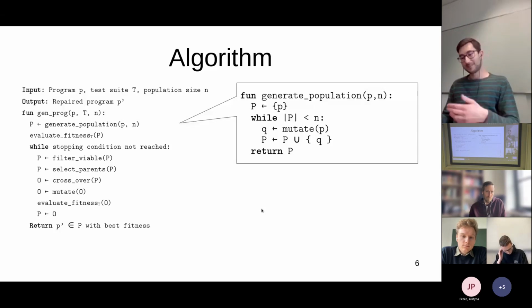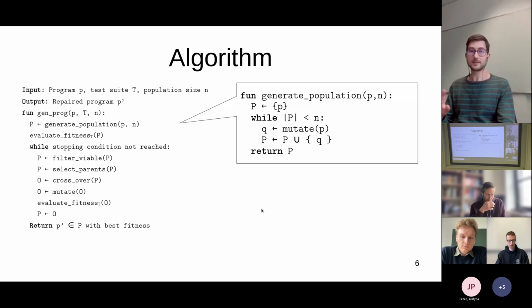And so instead of generating random programs, I start by generating random versions, random mutants of my original program. So there are no completely random programs in my initial population. It solely consists of small variations of the original program. And I also put the original program in the initial population once.